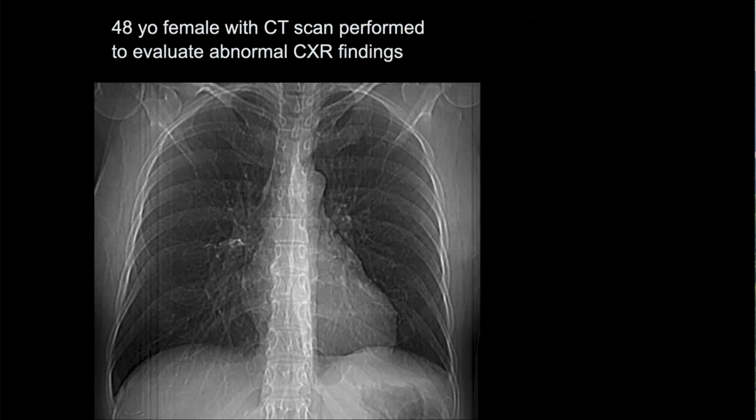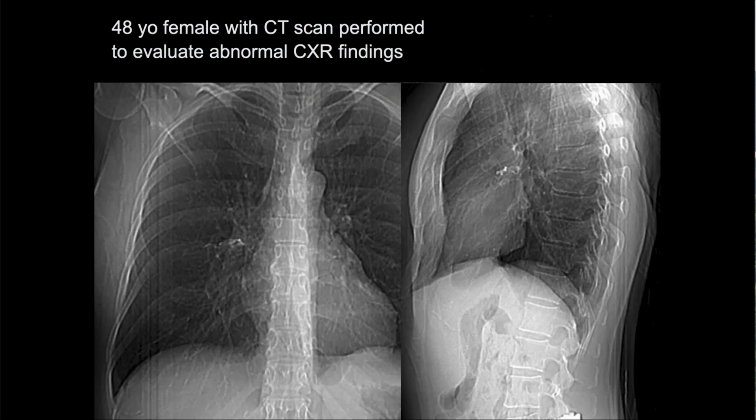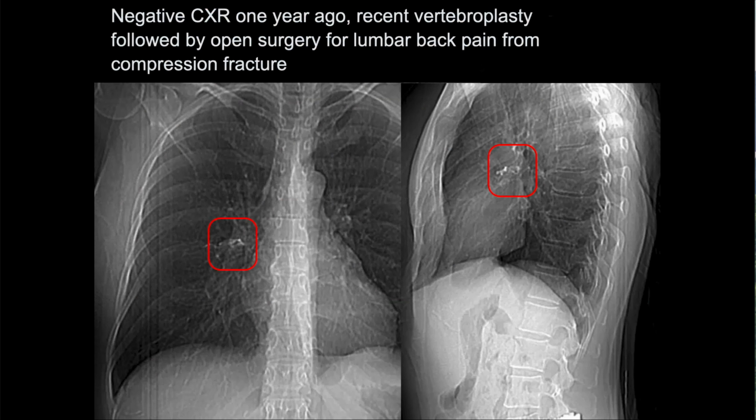All right. We have a 48-year-old female with CT scan performed to evaluate abnormal chest X-ray findings. So that's the AP. Yeah, some increased linear density there, right hilum region. Okay. So she's had a negative CT one year ago, recent vertebroplasty followed by surgery. You can see the surgical changes down here.